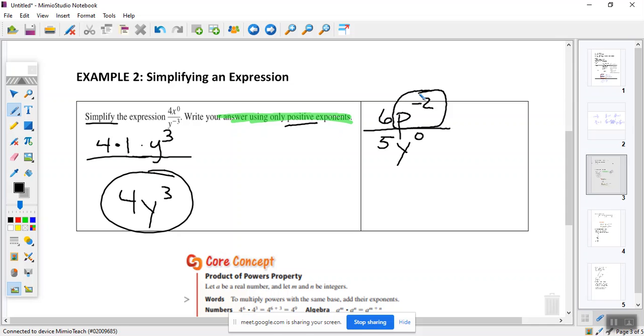So what we end up with in simplest form, 6 is going to stay up top, 5 on the bottom because y to the 0 is 1, but we want this p to the negative 2 to be p to the positive 2, and that can only exist on the opposite side. So 6 over 5p squared would be simplest form there. Okay. You guys feel okay with that?